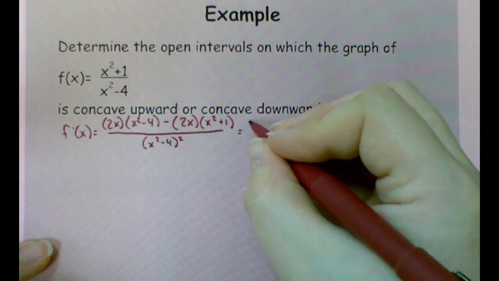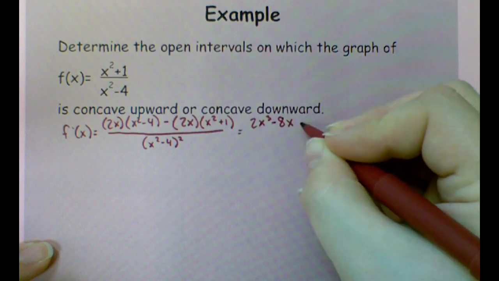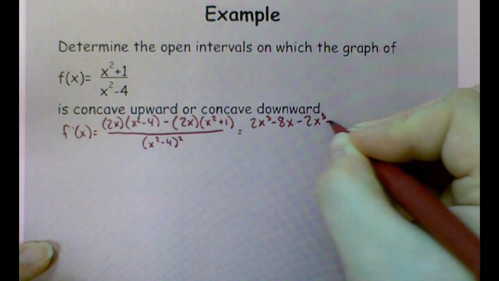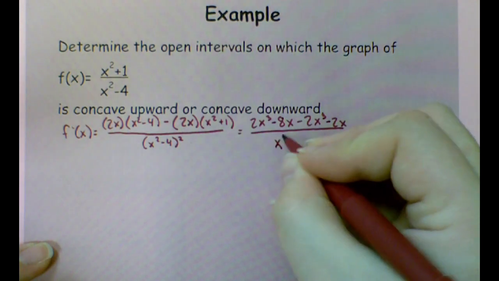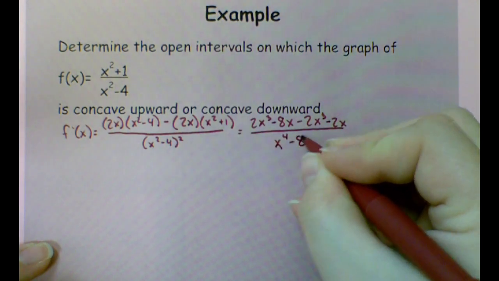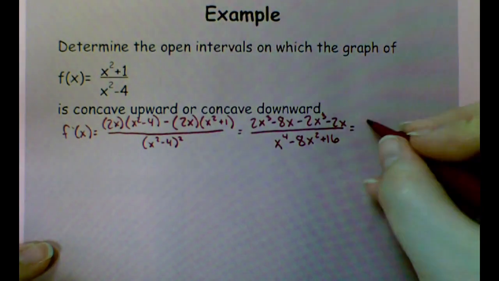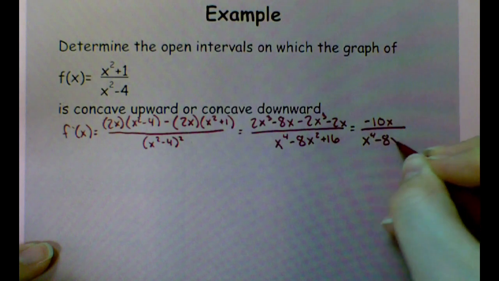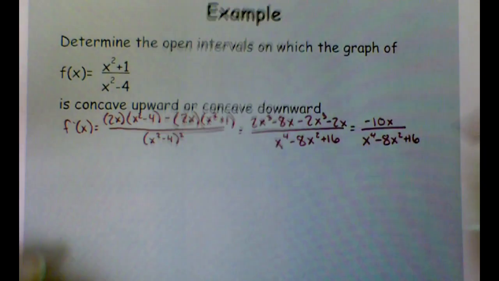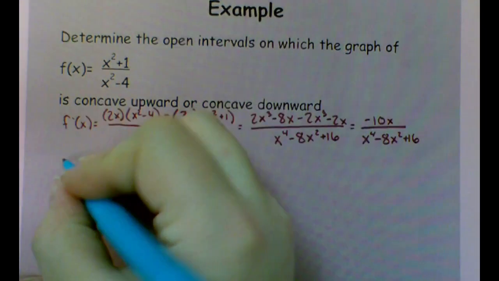Simplify this a bit, I get 2x cubed minus 8x minus 2x cubed minus 2x. And let's make this x to the fourth power minus 8x squared plus 16. And continue simplifying, I get negative 10x over x to the fourth power minus 8x squared plus 16. There's my first derivative. But I don't need the first derivative, I need the second derivative. So let's find our second derivative.